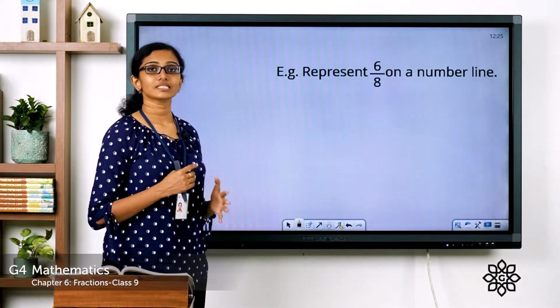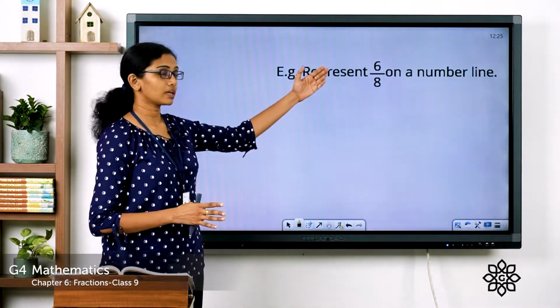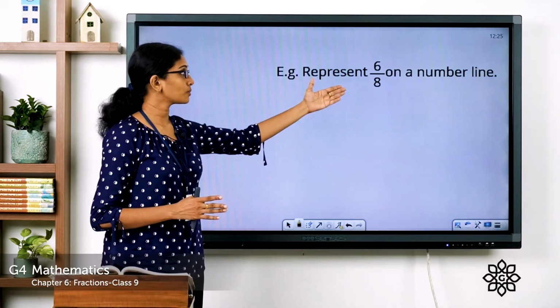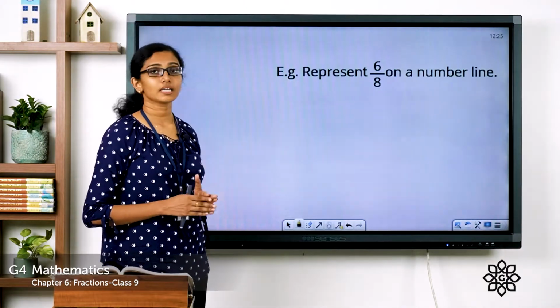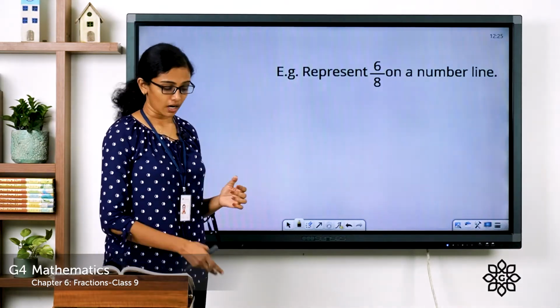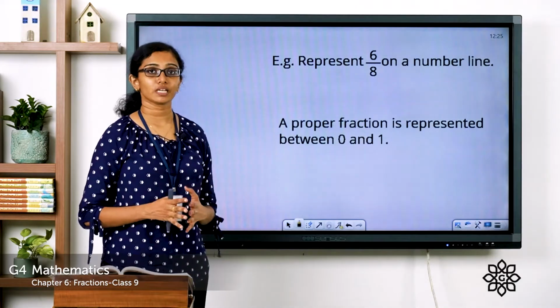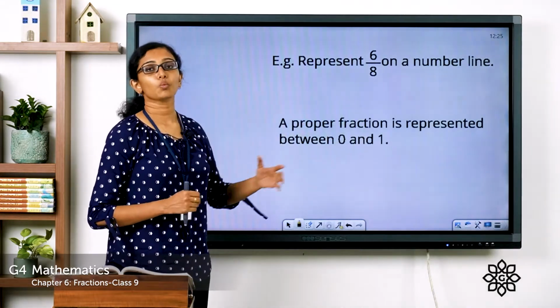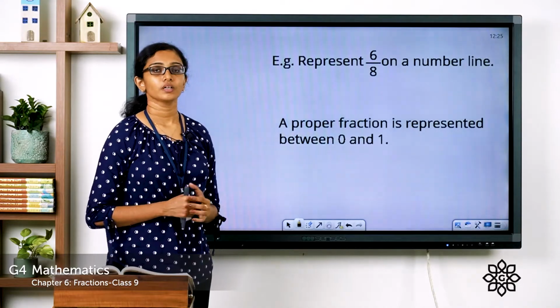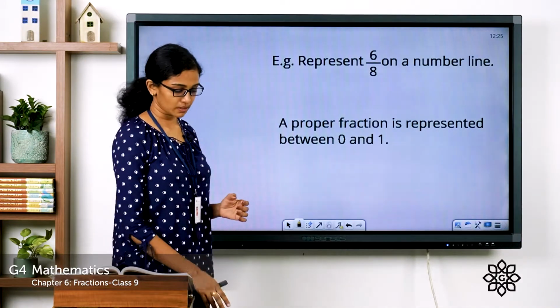So this one, 6 by 8, has got a numerator 6 which is less than the denominator 8. So this one is a proper fraction. Now a proper fraction is represented between 0 and 1 on the number line. Now what are the steps? Let's see the steps involved.